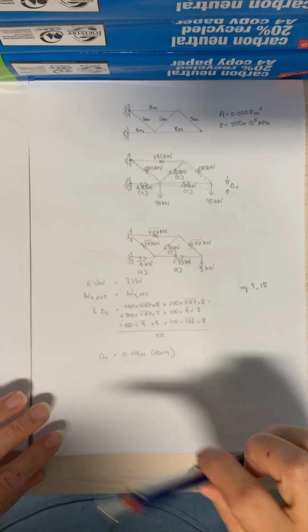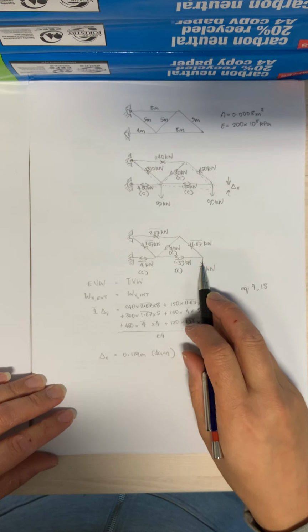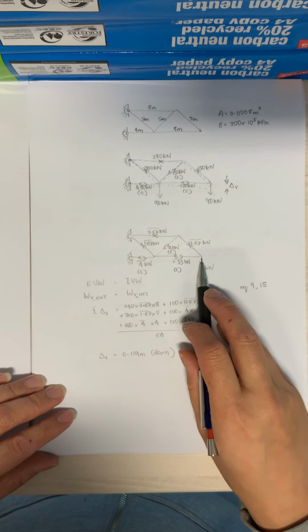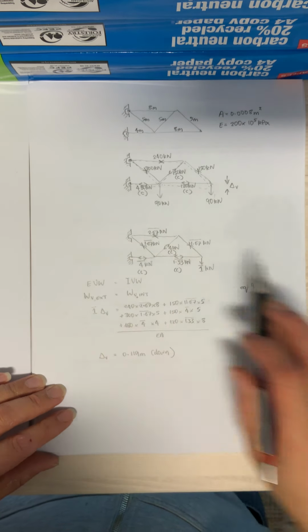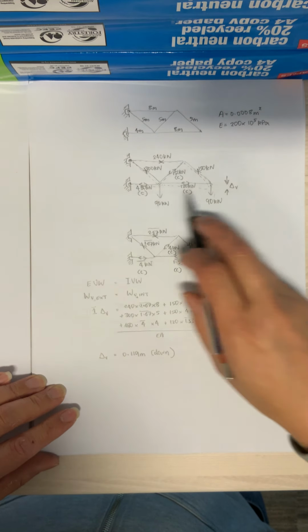So external virtual work is very easy. It's just the one bar force that you've applied to the system, multiplied by the distance that the real system has moved.